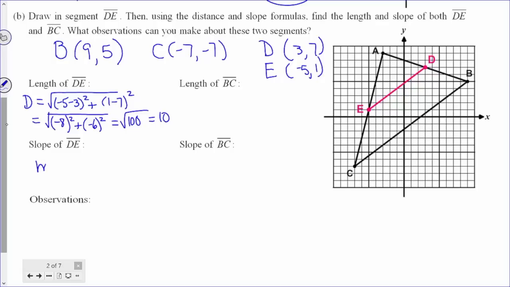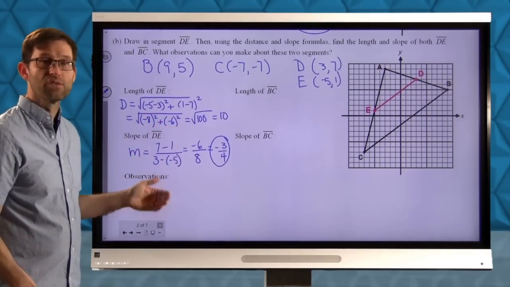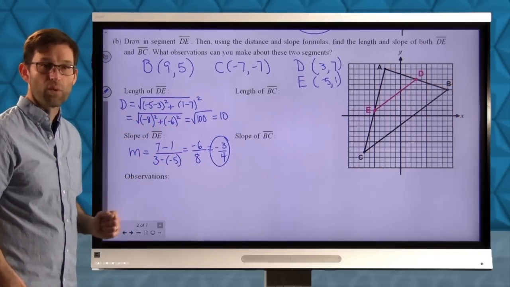Let me do the slope of DE right away. The slope of DE is going to be 7 minus 1, all divided by 3 minus -5. That gives me a -6 in the numerator, +8 in the denominator, and I can reduce that to -3/4. All right, so the length of DE is 10 units. The slope of DE is -3/4.